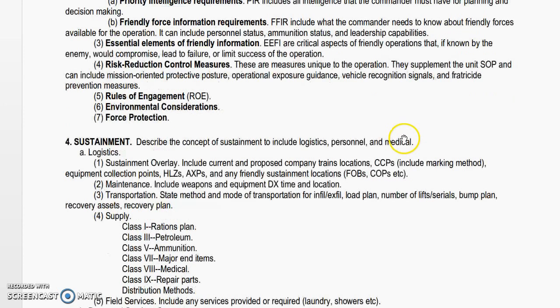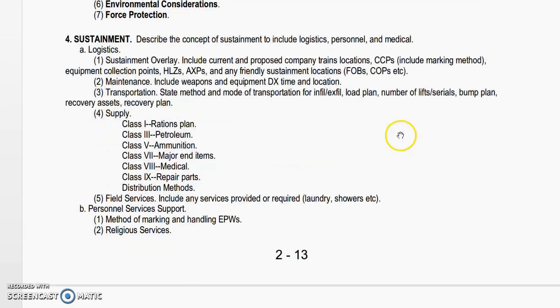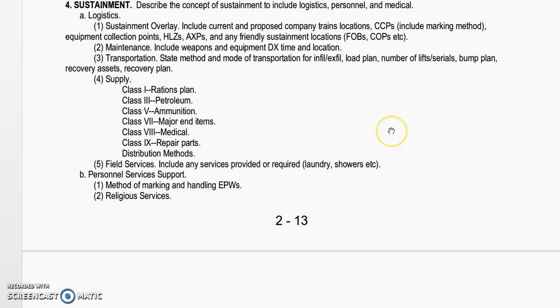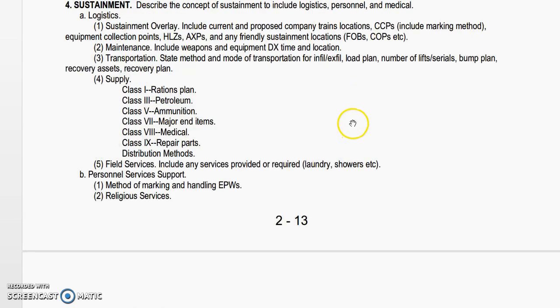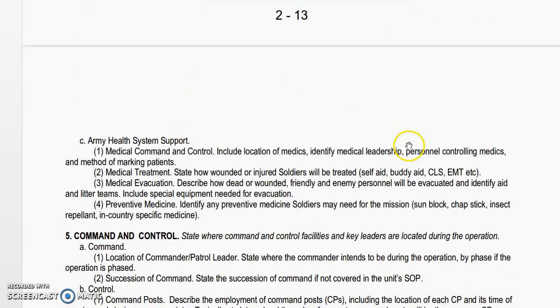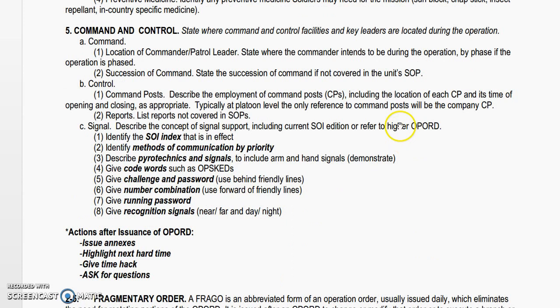The sustainment paragraph. All right, this is going to be typically given to you. We're not going to get too deep into this, but have the platoon sergeant fill this out. Have them brief this. Have them brief every line. All right, an excellent platoon sergeant is going to be able to describe the CCPs for this.